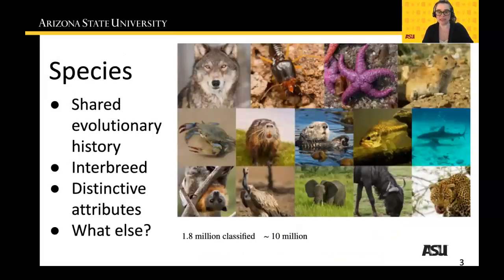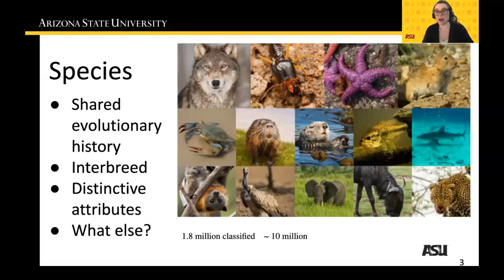So what is a species? Well, species are organisms that have a shared evolutionary history. This means they have ancestors that give rise to the species. They interbreed, which means they can create offspring. And they have distinctive attributes. This would be like their morphology. What other things are there that classify species?